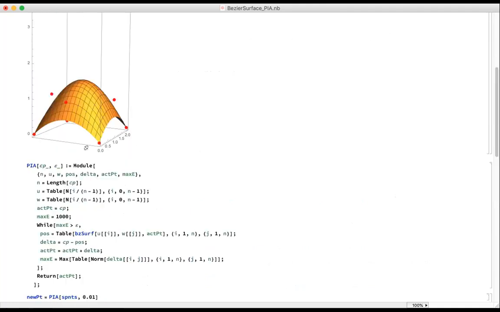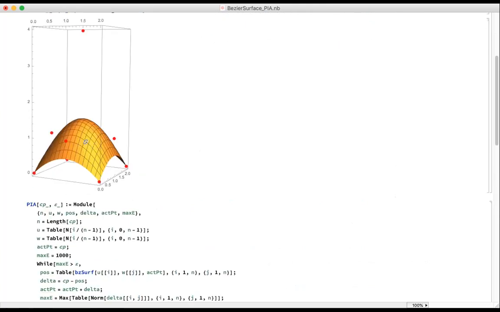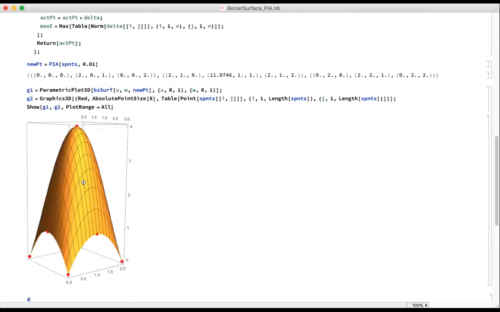So this will be more useful than the Bezier curve itself, because if you have raw data, for example a terrain, you can find the control points that represent the elevation of the terrain. And if you want to simulate the terrain in terms of surfaces, you can use the PIA technique to interpolate all the points by using the Bezier surface. So it would be a technique that is useful in real-world applications.